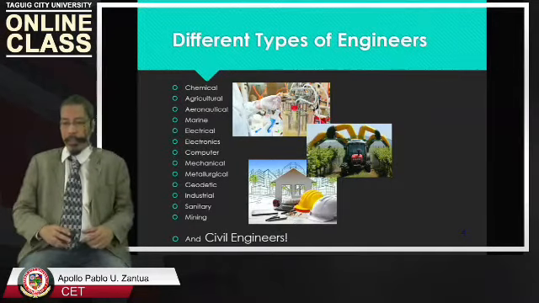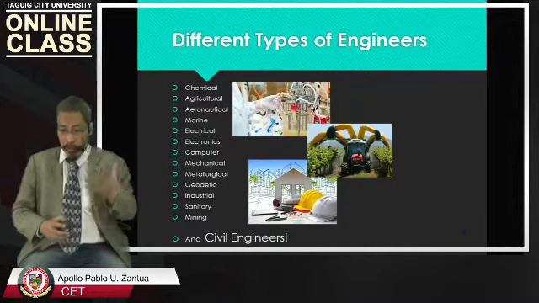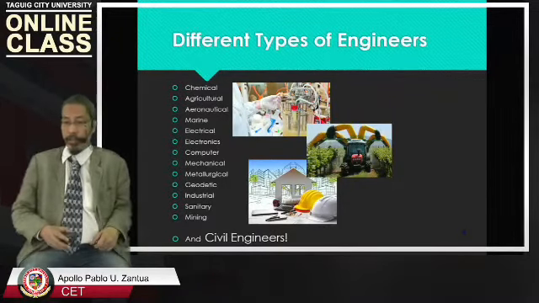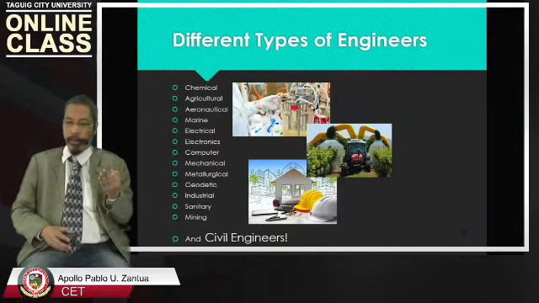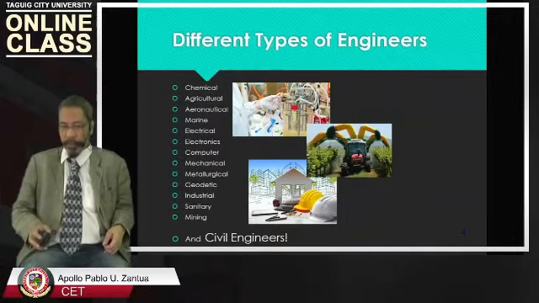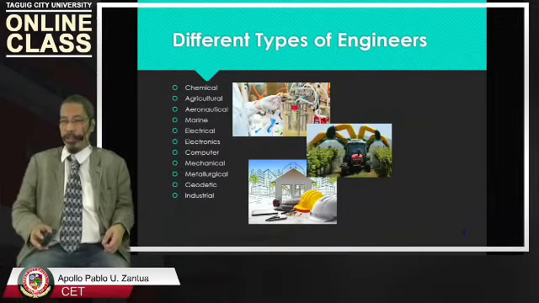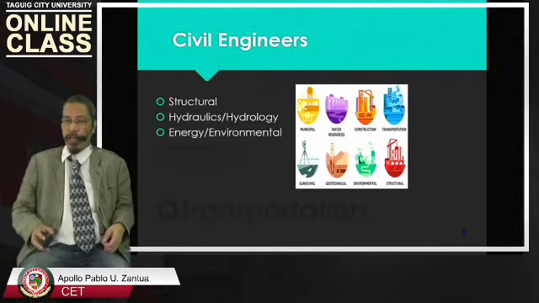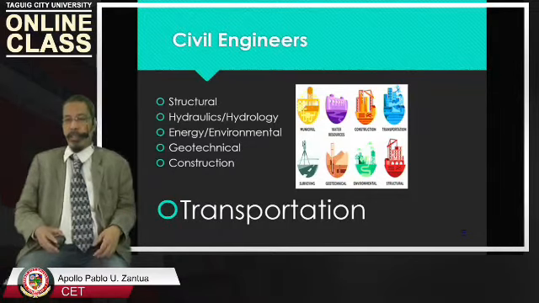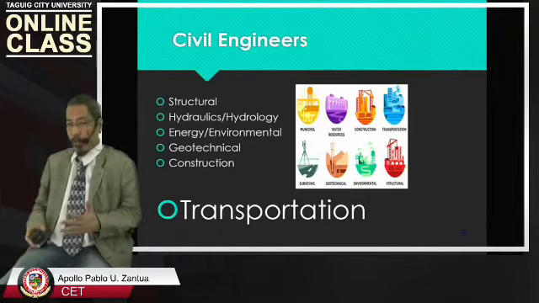Okay, sorry about that. Let us continue. Civil engineers have about 6 specializations in the Philippines, like energy and environment, like construction engineering, water resources and hydraulics engineering, and geotechnical engineering, and transportation engineering. So let us go to this list of what I have said. So one of which is transportation engineering.